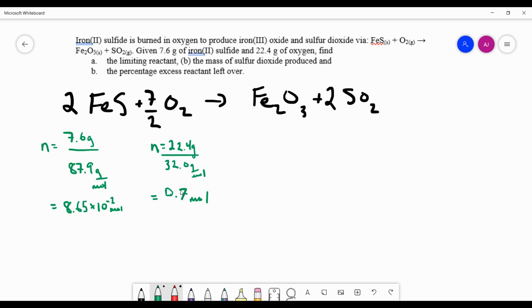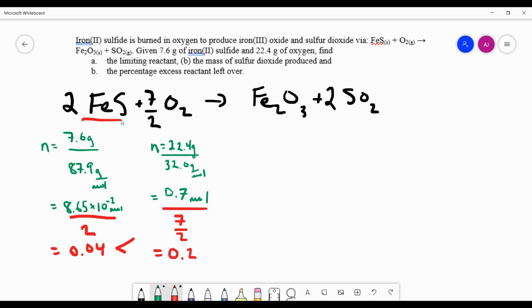So using the mass over molar mass equation, I've calculated the moles of each of my reactants. And now I'm going to determine the limiting reactant. Remember, our method for doing that is to divide these molar amounts by the coefficients of each of those substances in the chemical equation, and the lesser value will be our limiting reactant. Okay, so we see that FeS is our limiting reactant.